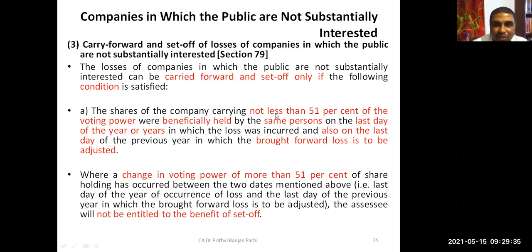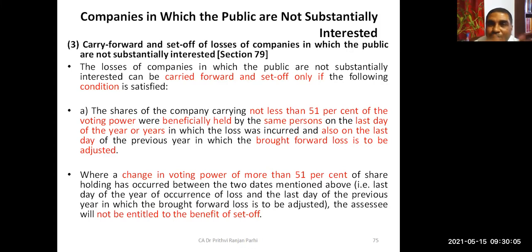The shares of the company carrying not less than 51% of the voting power were beneficially held by the same person on the last day of the previous year in which loss was incurred, and also on the last day of the previous year in which the brought forward losses are to be adjusted. Let us say last year there was a brought forward loss, and this year there is an income that needs to be adjusted.